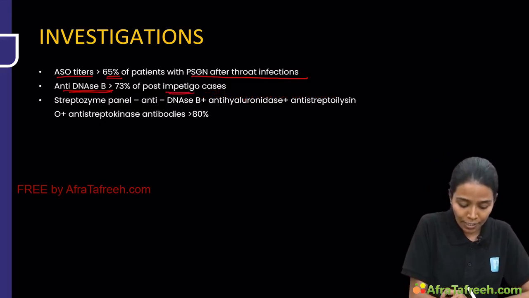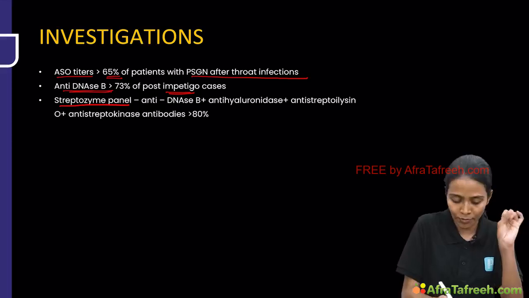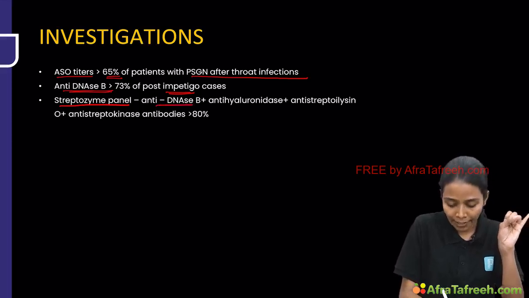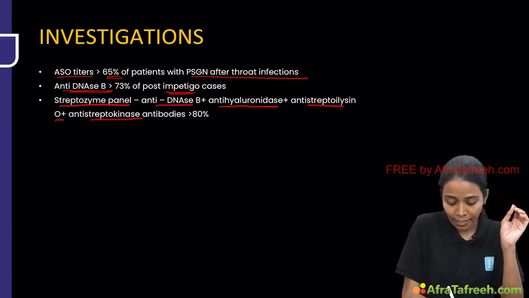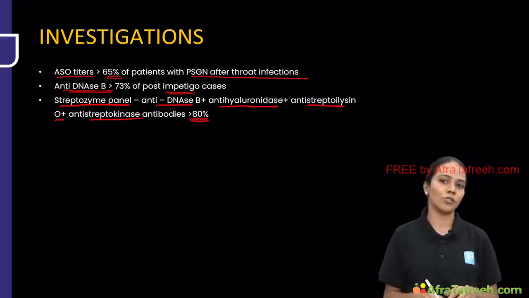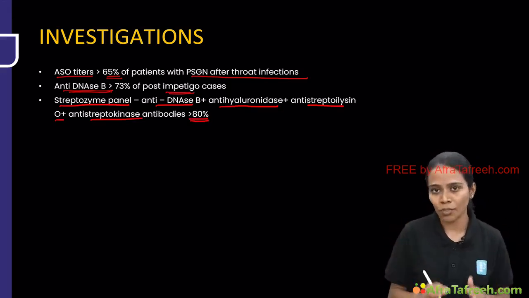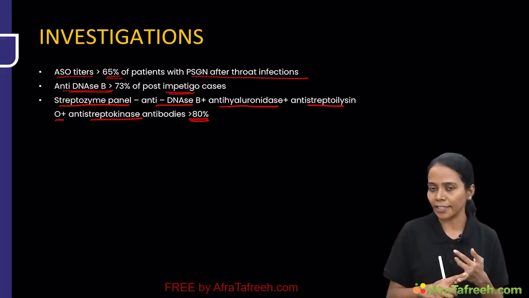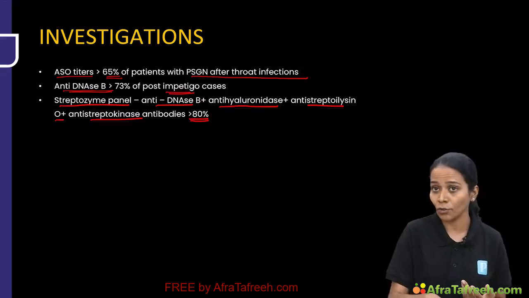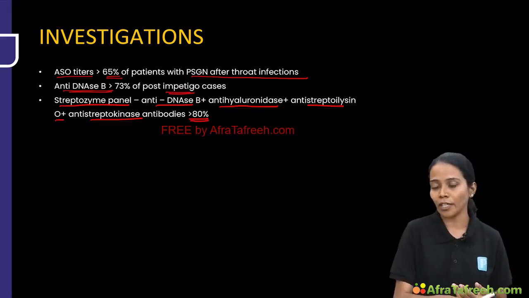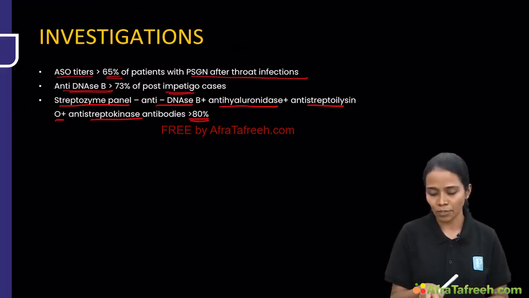So ASO titer is more for throat infection, whereas anti-DNase B is more for impetigo cases. And there is a panel called streptozyme panel, which will check 4 important antibodies: anti-DNase B, anti-hyaluronidase, ASO, and anti-streptokinase. These are present in more than 80% of patients. So if you don't know what is causing the infection, there is no evidence, then you send the streptozyme panel, which has ASO, anti-DNase B, along with the 2 other streptococcal antibodies, that is anti-hyaluronidase and anti-streptokinase antibodies.